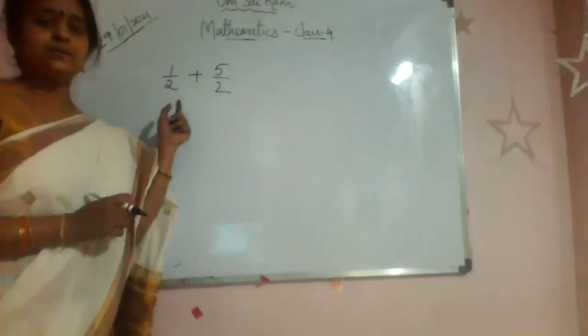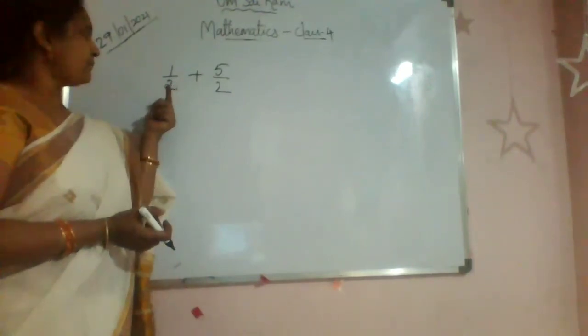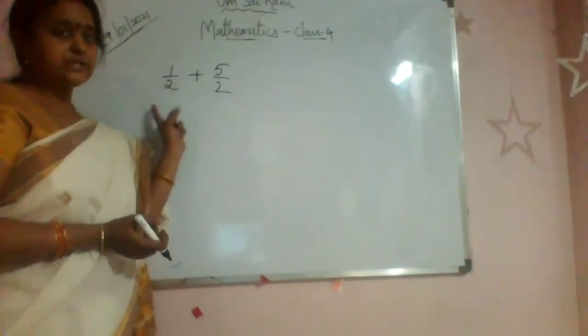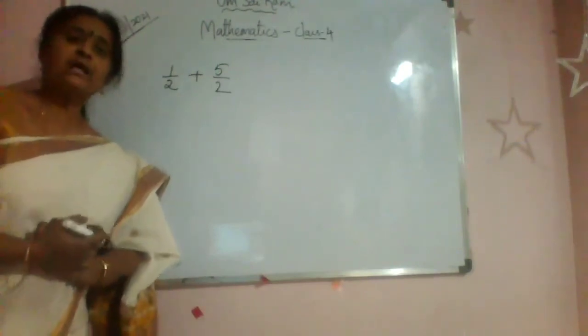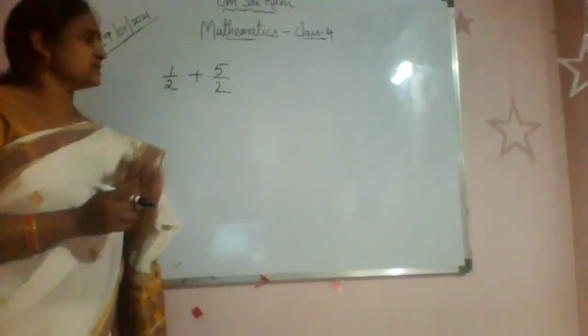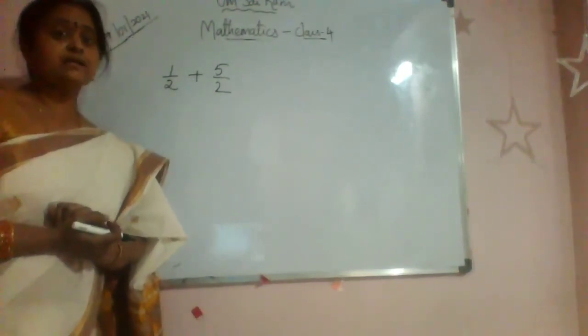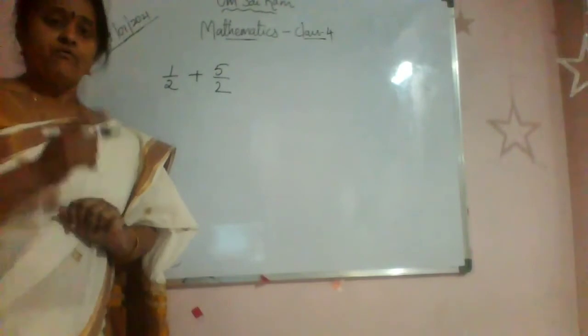Let us see some addition of fractions. Here we have 1 by 2 and 5 by 2. These two we have to add. While adding a fraction, we need to first check the denominators. What are the denominators here? 2. That means these are like fractions.